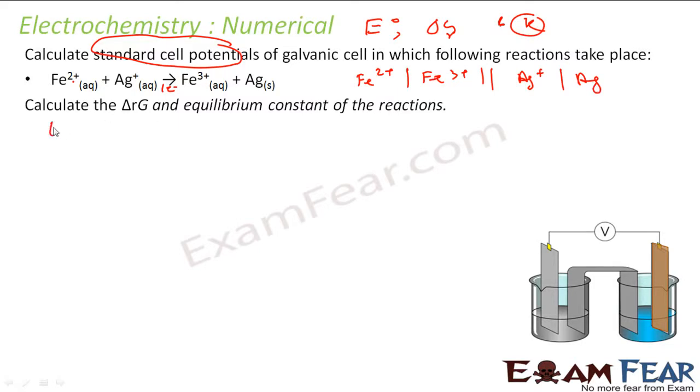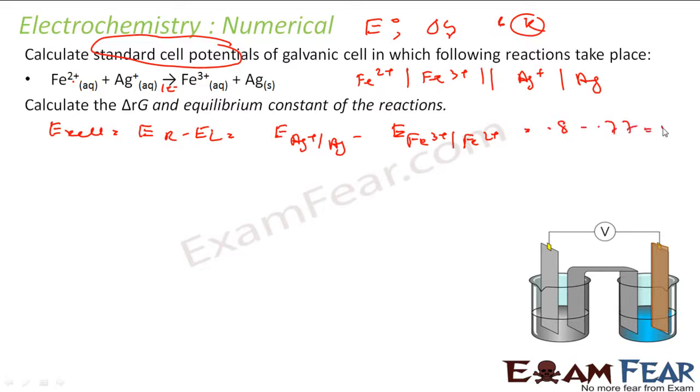Correct? So E naught cell you have to find is nothing but E right minus E left. What is right here? This guy. E of Ag+ becomes Ag minus E of left, that is E reduction of left, that is Fe3+ becomes Fe2+. Please note it is Fe3+ to Fe2+. I'm talking about the reduction of this. So you can check the value in the chart. This becomes 0.8 minus 0.77, that is 0.03 volt. Correct? First part is done.